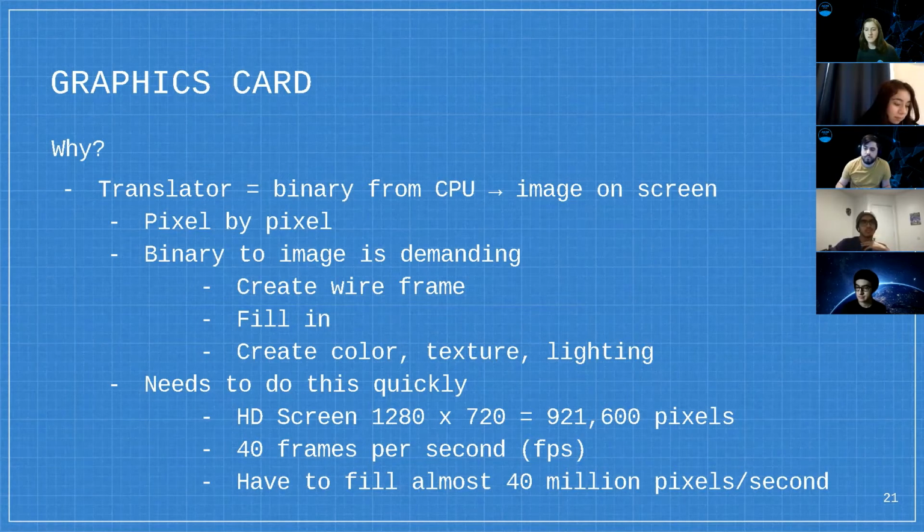Now, you might not need a GPU for everyday use, but the same thing is still happening, where binary from the CPU is creating the pixel value for each of the pixels on your screen. Beyond this, especially for gaming, it needs to do this quickly. If you think about an HD screen, we'll say that's a little under 1 million pixels. If you're trying to get a frame rate of 40 frames per second, which means your computer is putting up different images 40 times in a second in order to produce a video stream, then you have to fill almost 40 million pixels per second. That's a lot. That motivates the need for a separate processor just for graphics.